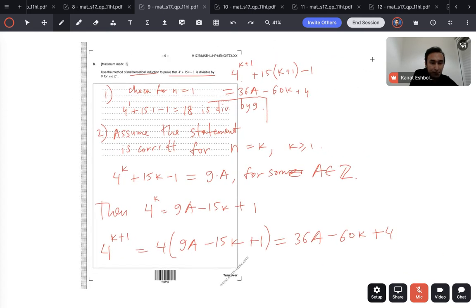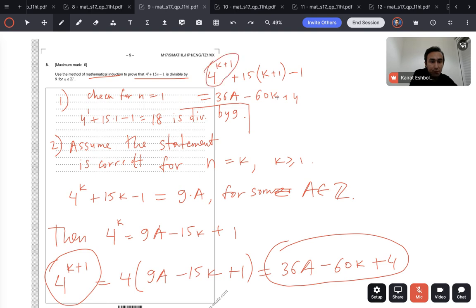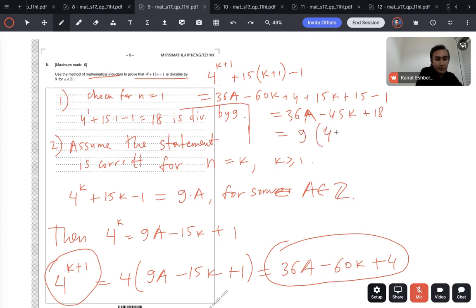And that is just the 4 to the power of k plus 1, which we'll have here. All we have done right now is, instead of this 4 to the power of k plus 1, put what we have here, and then plus, we expand this bracket, so plus 15k plus 15 minus 1. Let's simplify this. So 36a, and then minus 60k plus 15k is minus 45k, and then 4 plus 15 minus 1 is plus 18. So it's equal to, we see that 36, 45, and 18 are divisible by 9, so we take 9 out, and so it's 4a minus 5k plus 2.